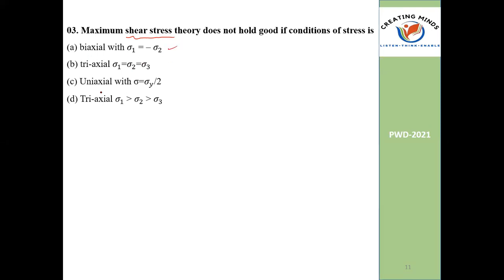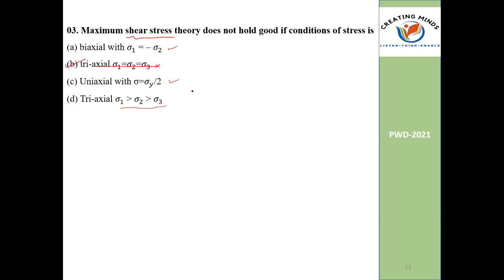This is also uniaxial, this is okay. The triaxial options are B and C. Which one is not having a good condition? Generally the greater one holds, but this will not have good conditions. So the answer is B.